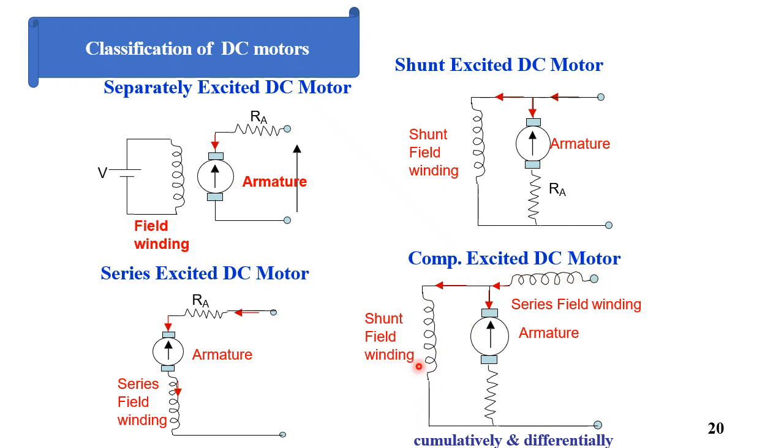We have the shunt field winding, which is connected in parallel with the armature, and we have also the series field winding connected in series with this combination, and the battery is connected to this external circuit. For the compound, we may have commutative compound and differential compound according to the interaction of the fields of the series and shunt field windings.